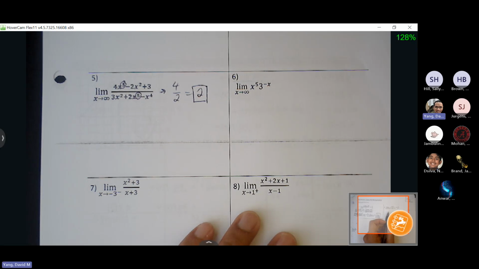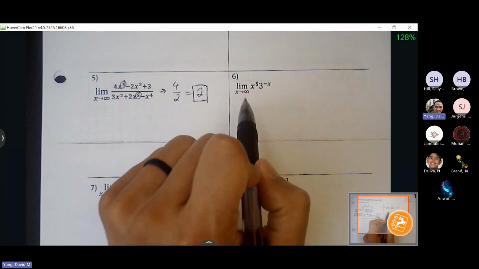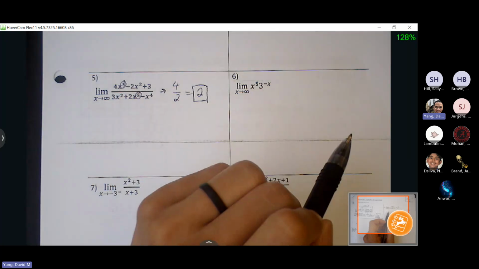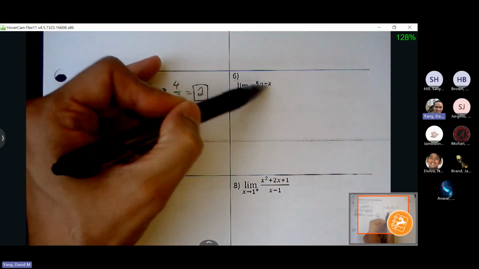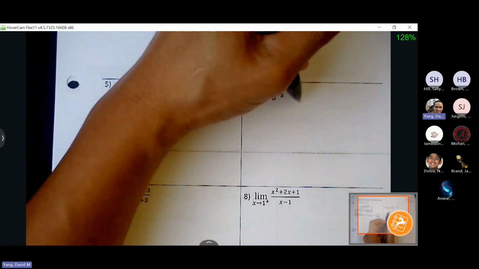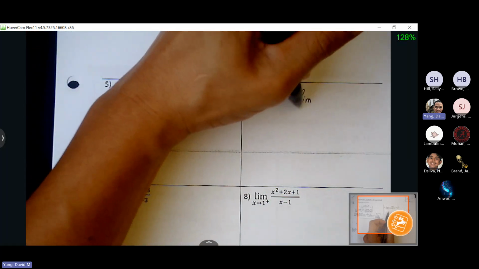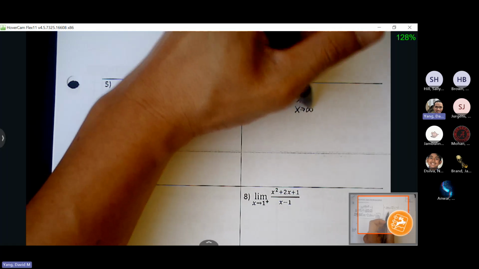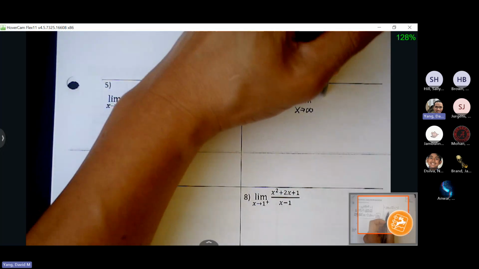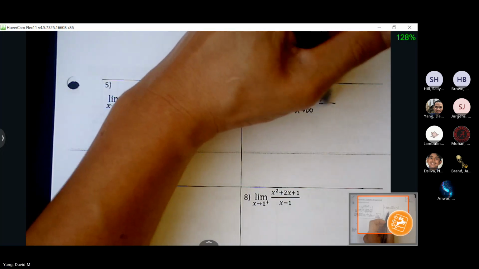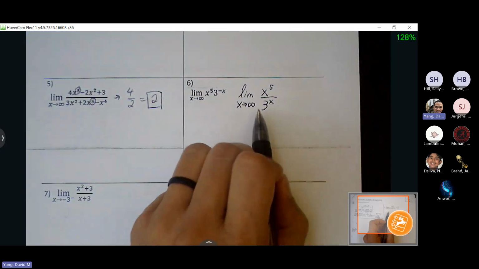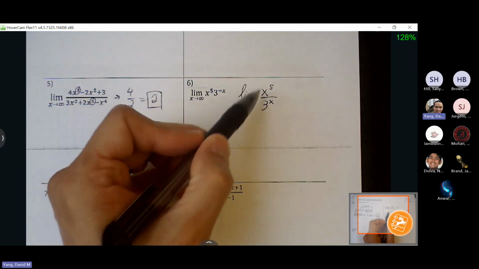Number 6. Maybe we know we've got to compare degrees, but these are not the same family of functions. And also, I'm going to see if I can rewrite it, because with that negative exponent, typically it's easier to interpret an expression if I can work with a positive exponent. So I'm going to push that 3 to the denominator. And now I'm still approaching infinity, but I can't really compare degrees.